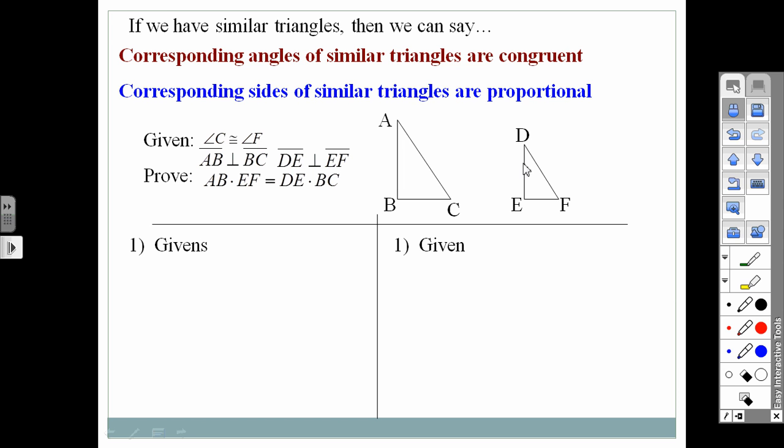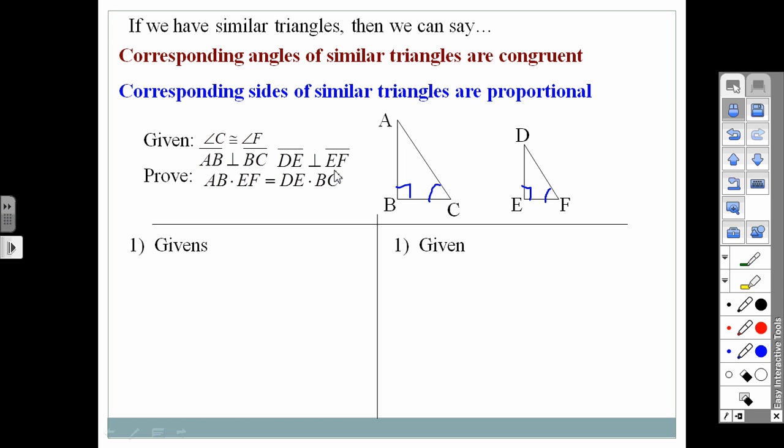Here's a proof. What have they given us? Well, they've given us angle C is congruent to angle F. They've given us AB is perpendicular to BC. They've also given us DE and EF are perpendicular. If you look at what they're trying to have us prove, they're trying to have us prove a product equals a product. Now, that's something different. We haven't done that before.